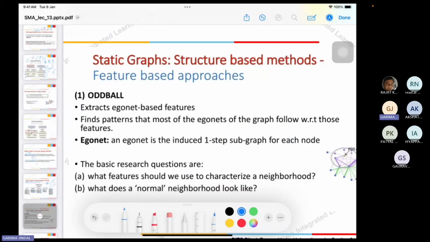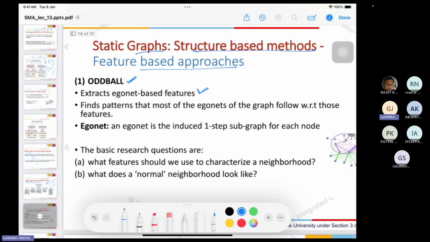Now I'm going to give you a quick overview of one of the algorithms, the oddball algorithm. This algorithm is a feature-based algorithm for static graphs, and it is a structural-based method. In this algorithm, first of all, we identify the ego nets. Then in the ego nets, we find the patterns, and most of the ego nets of the graph will follow those features.